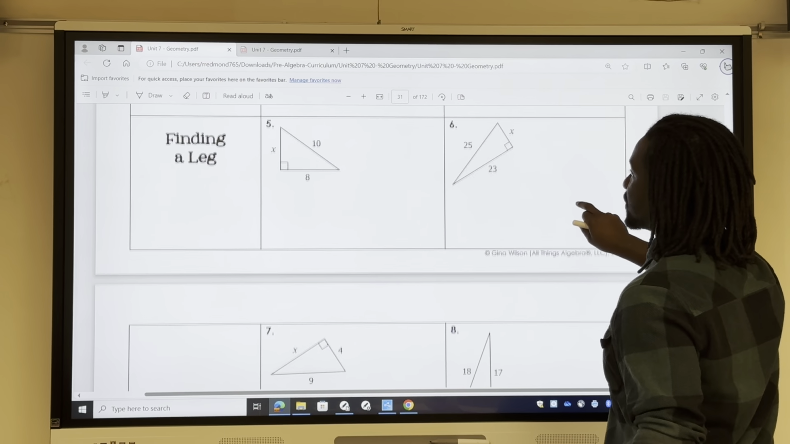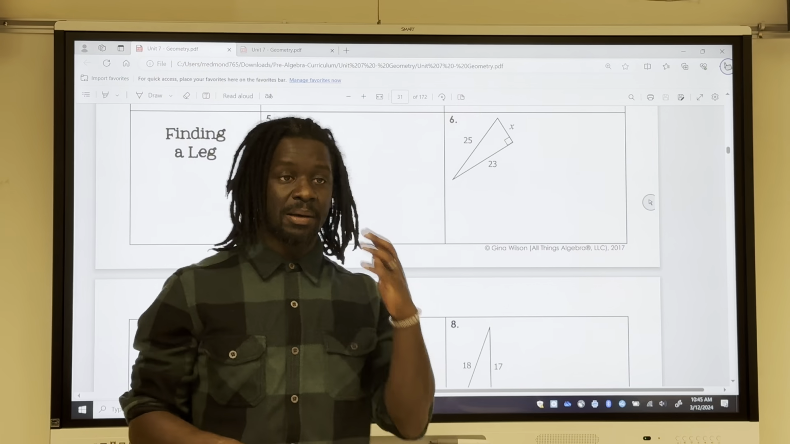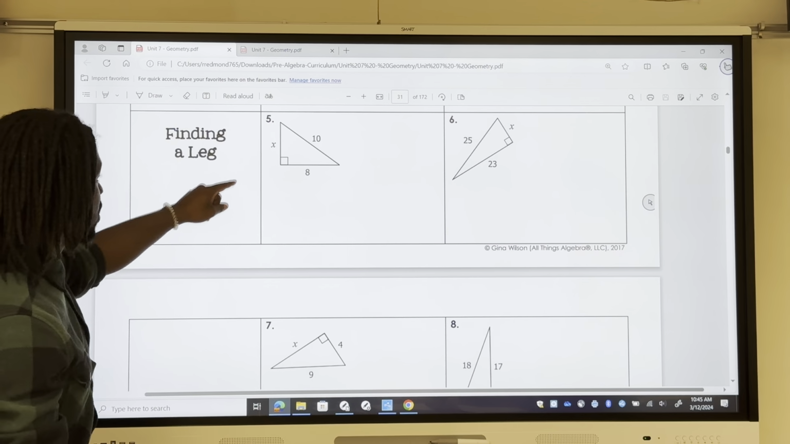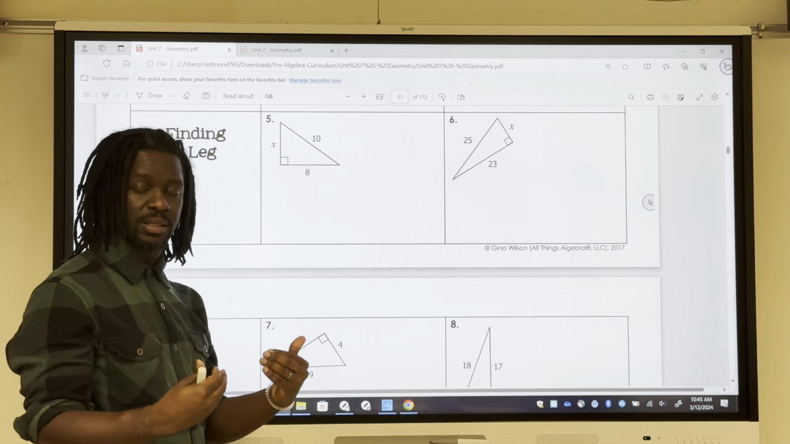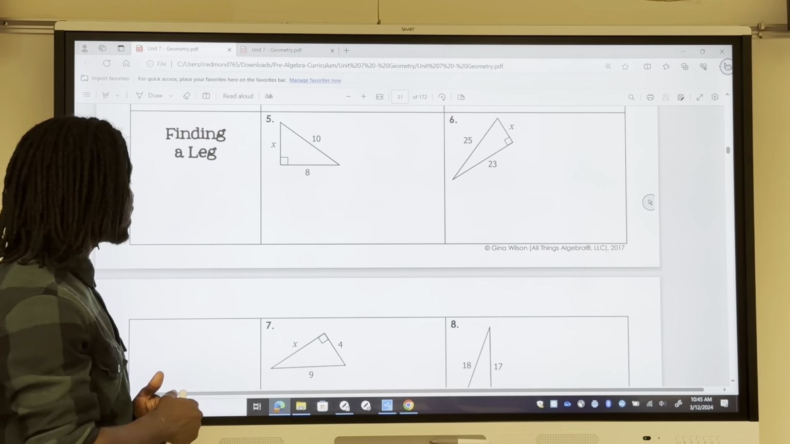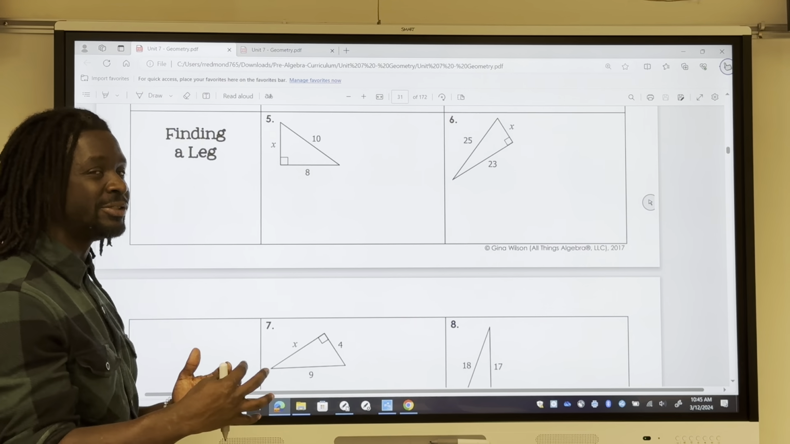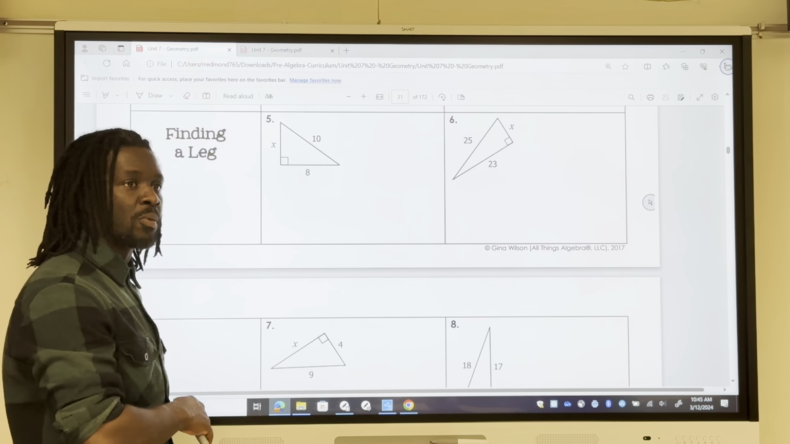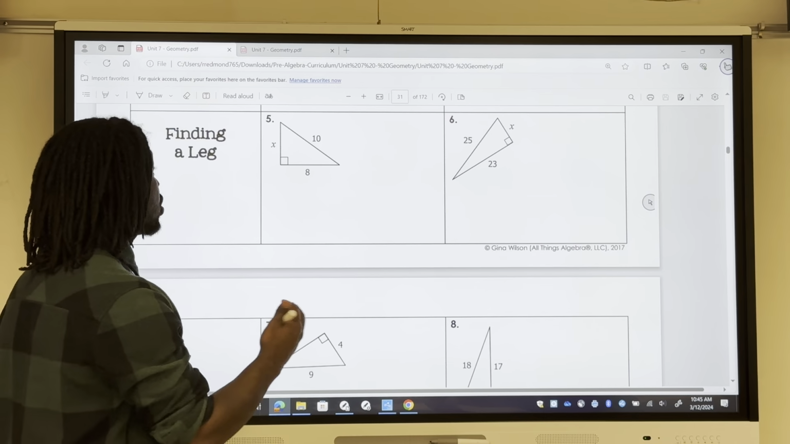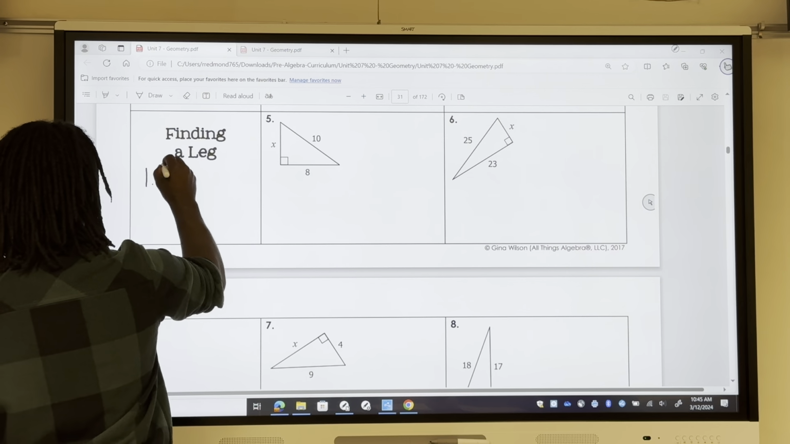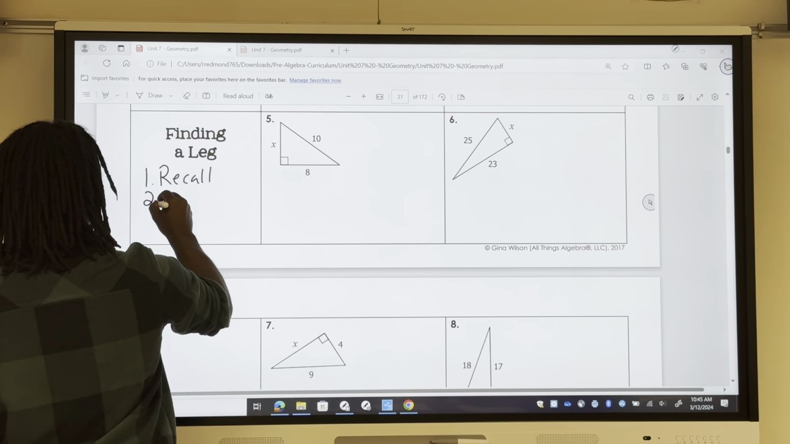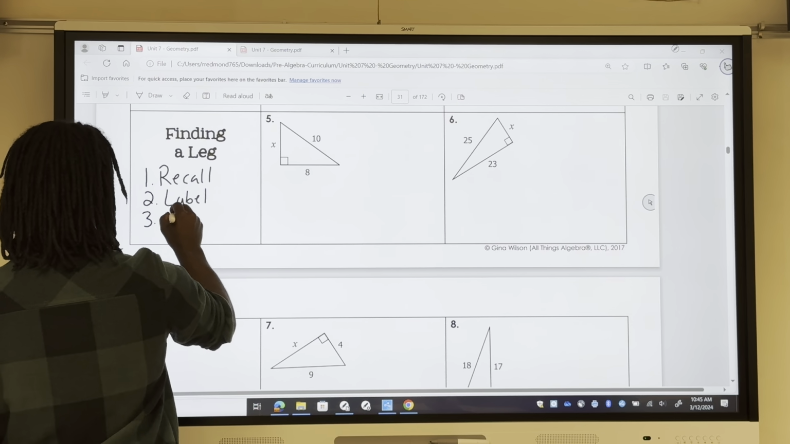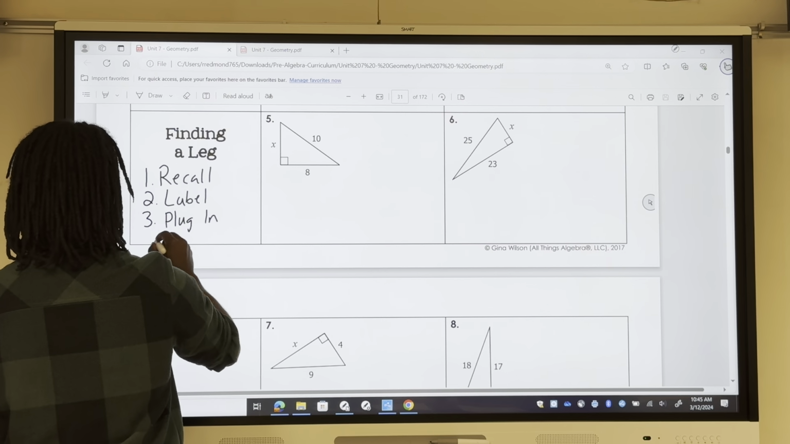Now, in the next section, we have 4 problems that we're going to look at, but this time we're actually finding a leg. In the last ones, we were finding the hypotenuse, the side that is across from the right angle. This time we're finding one of the legs. It is a little different, but almost all of the steps are the same. Again, we're going to recall what the formula is, label them, plug them in, and then solve.